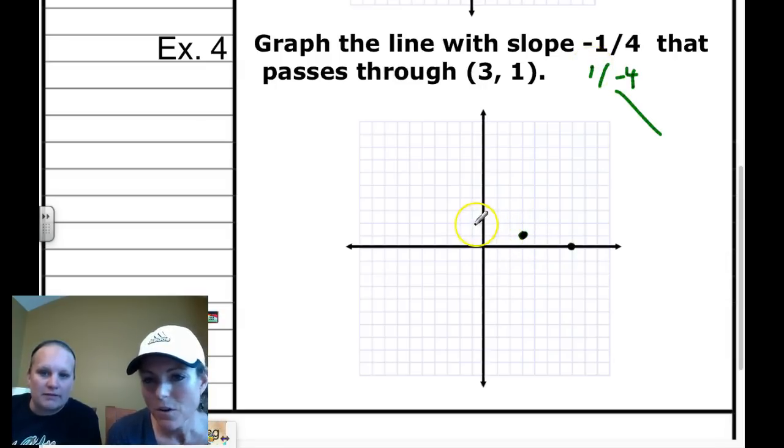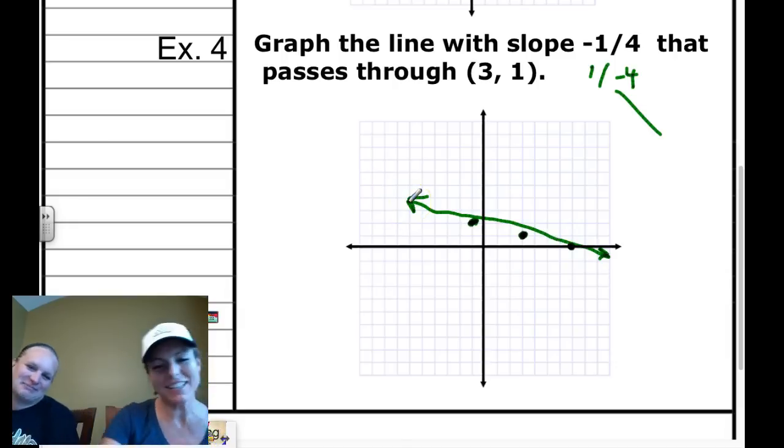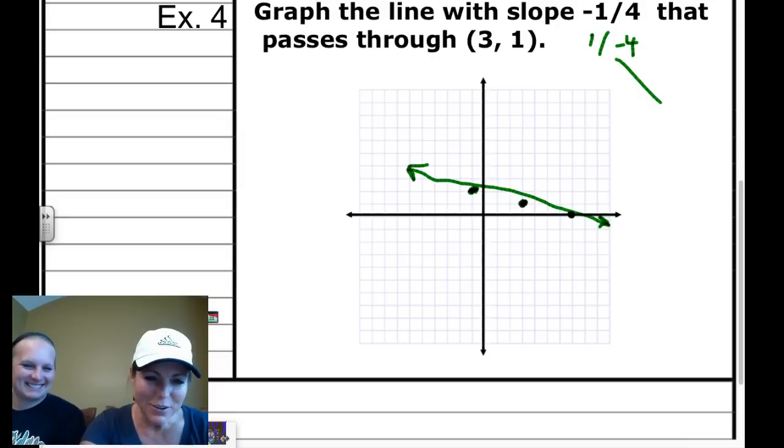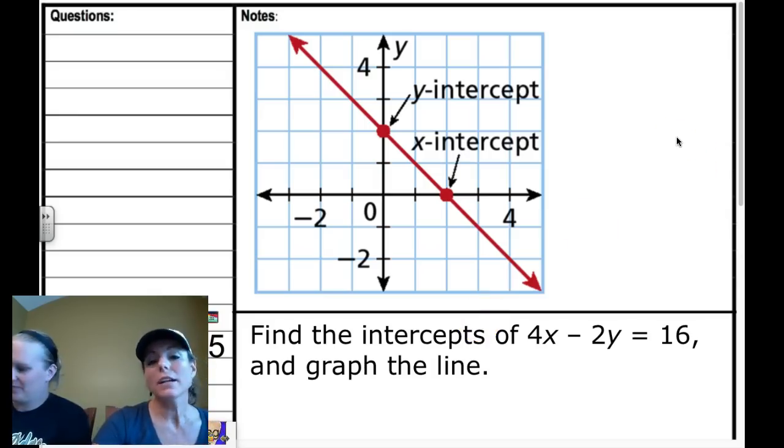1, 2, 3, 4. Right. There we go. And let's connect it. Here we go. Good luck. Wish us lots of luck here. Oh! Okay. You guys get what we're talking about. Let's go on to... Oh, so we have not talked about this yet.